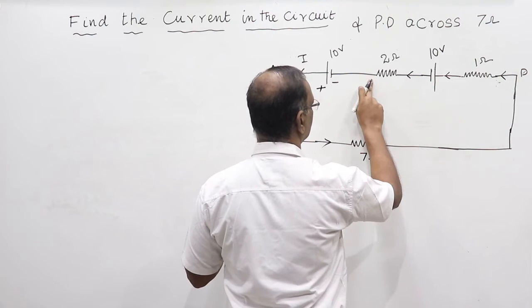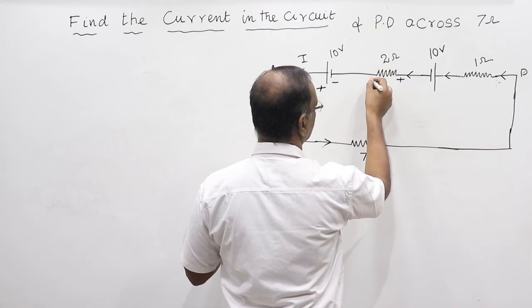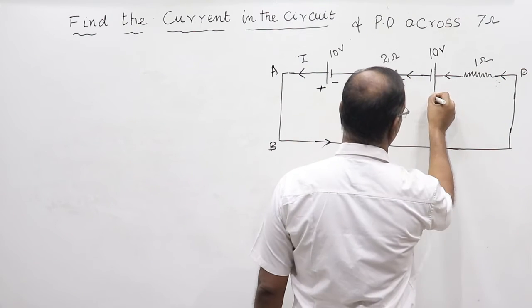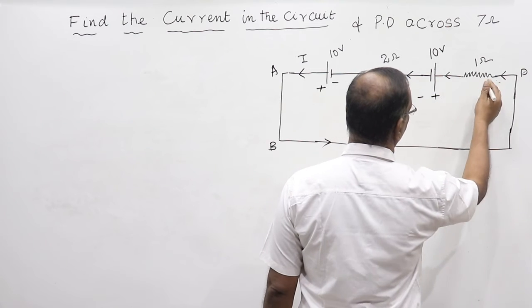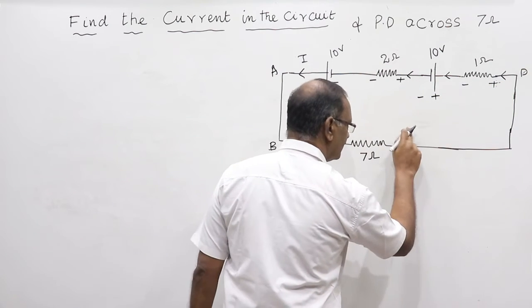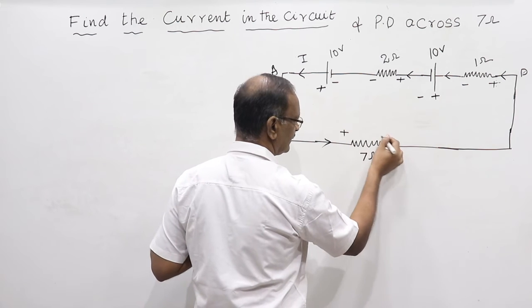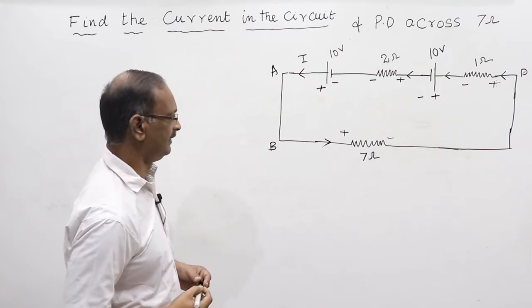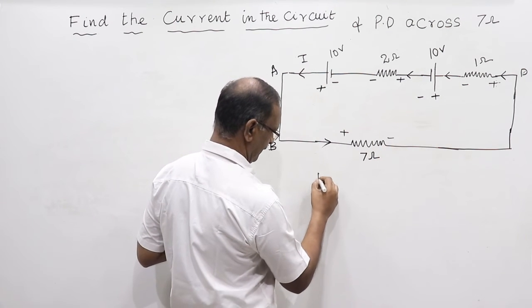Since current is flowing from here to here, this is at higher potential and this is at lower potential. This is positive, this is negative, this is positive, this is negative. Now we will choose the path.